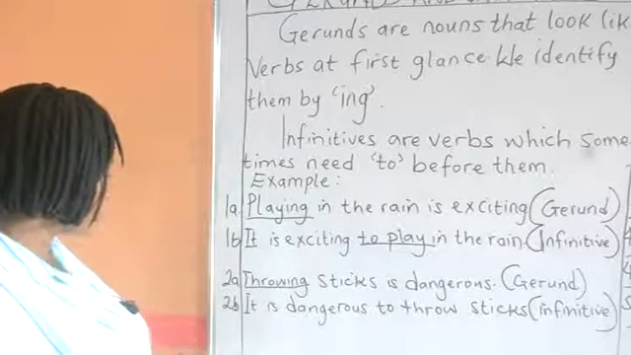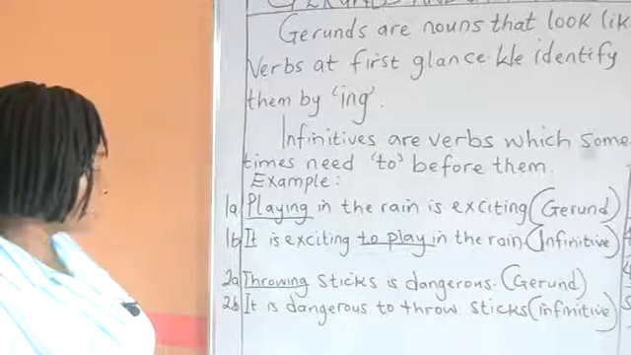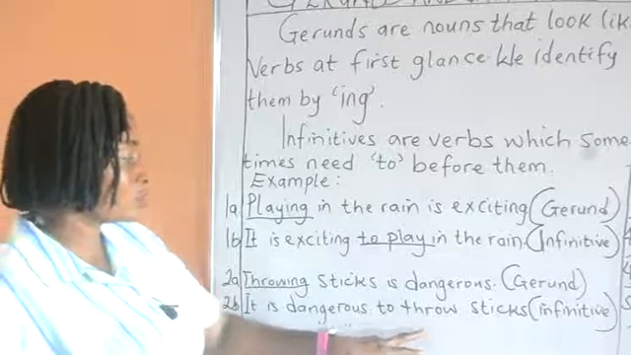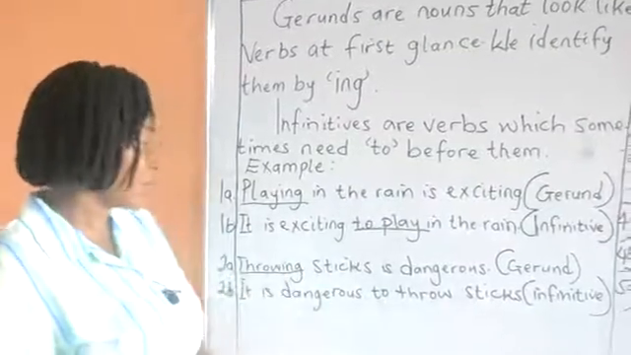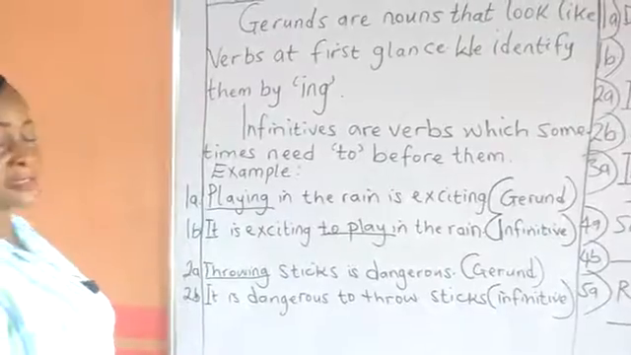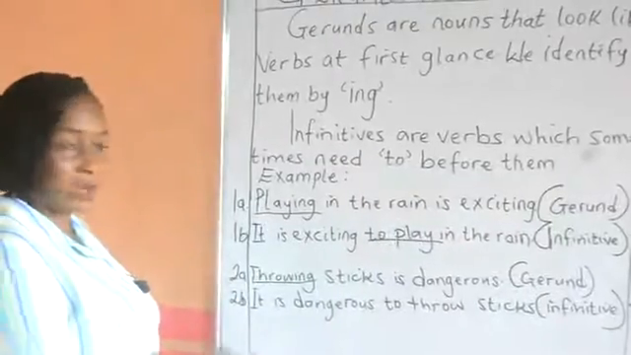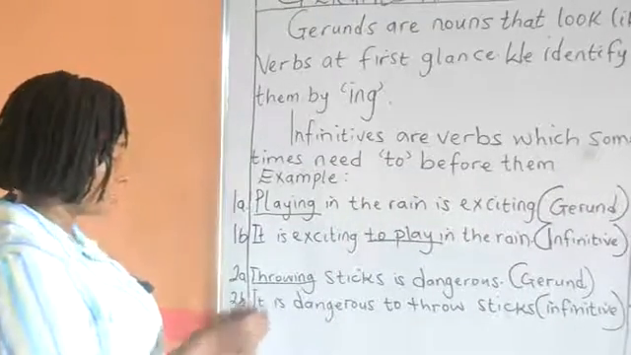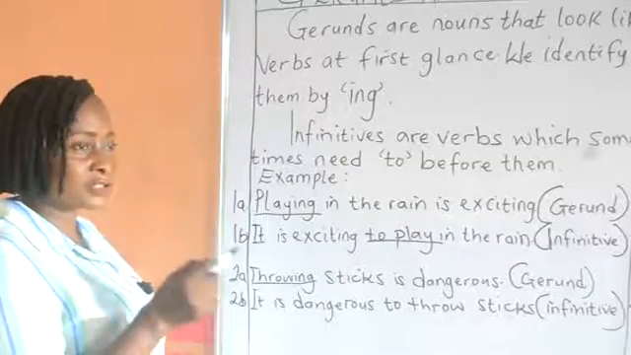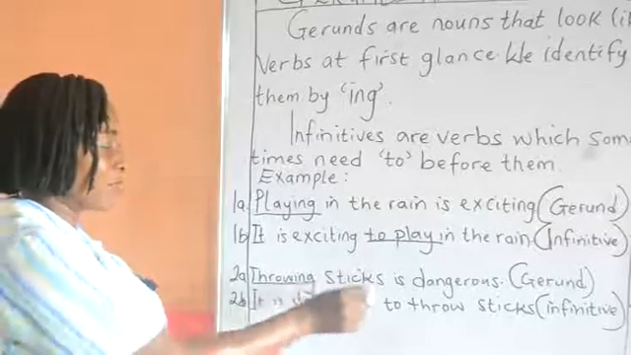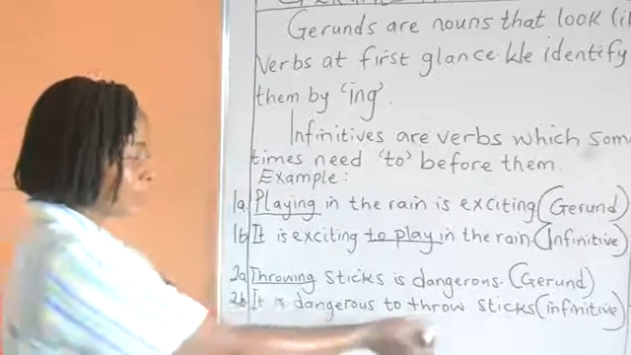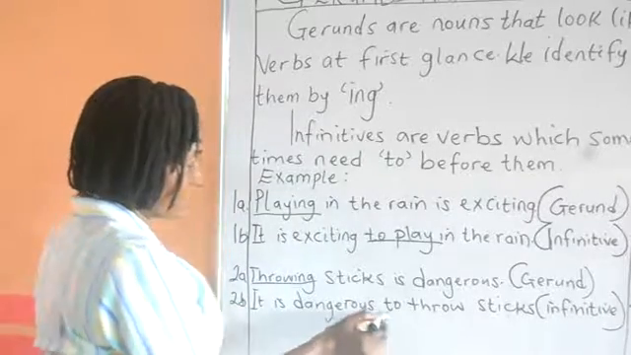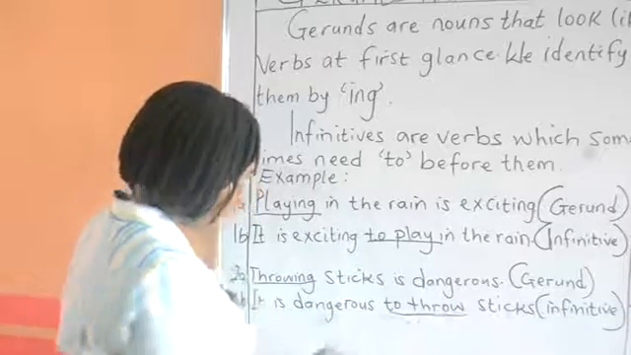The second one, 2b. It is dangerous to throw sticks. So what do you think is the infinitive there? Always look out for to. Once you get the word to, you are able to identify it. The next verb and the to make up the infinitive.